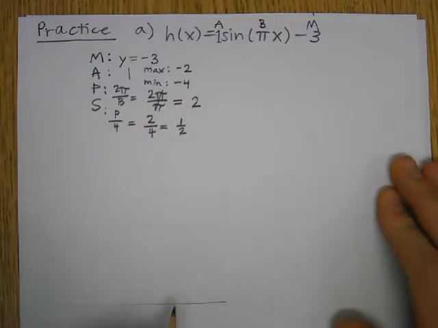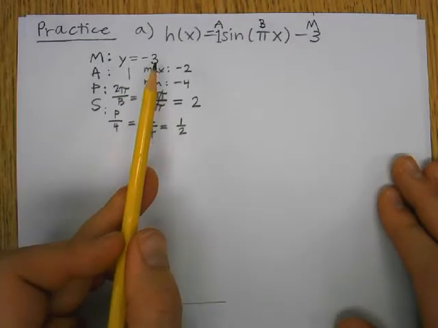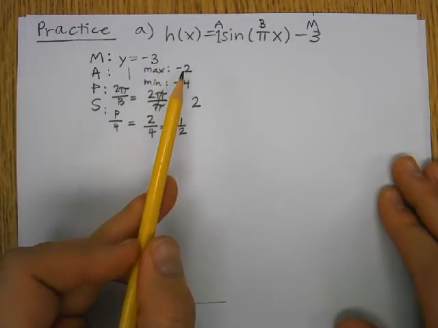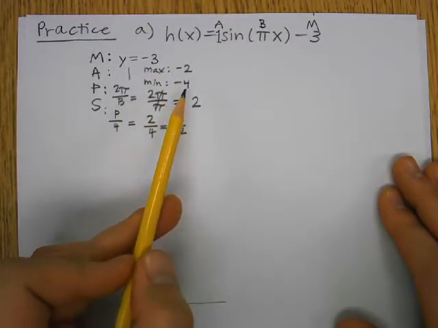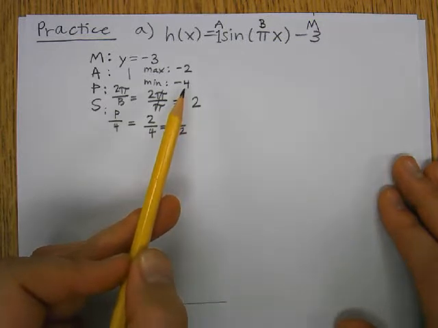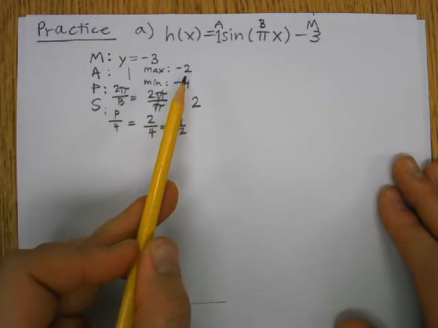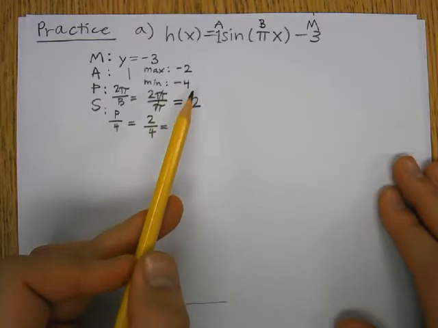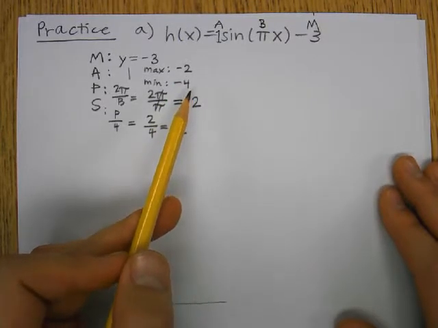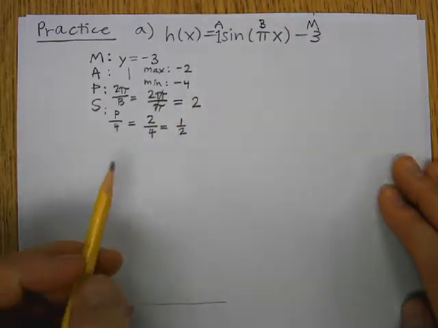So before I've drawn anything, I now know that my midline is going to be at negative 3, my maximum is negative 2, and my minimum is negative 4. Based on this data, is this sine function ever going to cross the x-axis? I hope you said no, because the maximum height of this function is going to be negative 2, which is well below the x-axis, so it will never cross the x-axis.